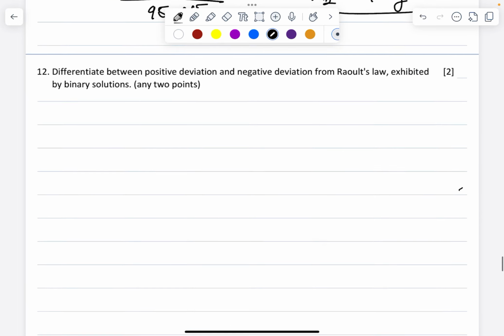The next question asked over here is: differentiate between positive deviation and negative deviation from Raoult's law exhibited by a binary solution. So we'll write the differentiating points, just 2 points are expected. I'll write 4 or 5 points over here, out of which 2 you can write. This is for 2 marks.